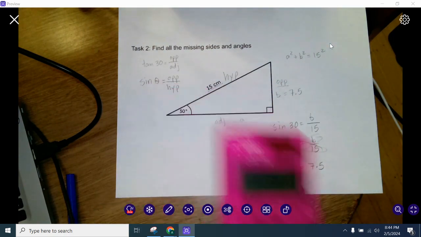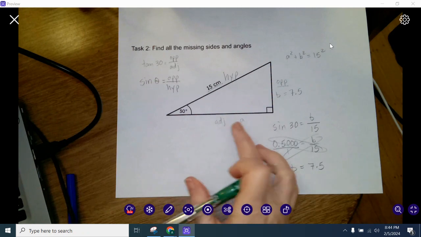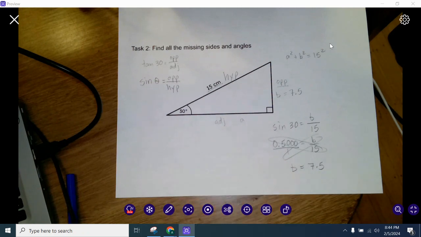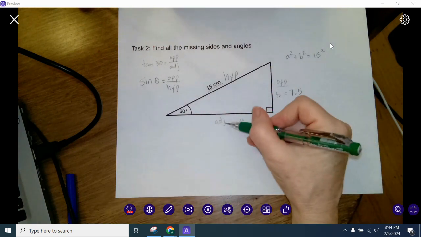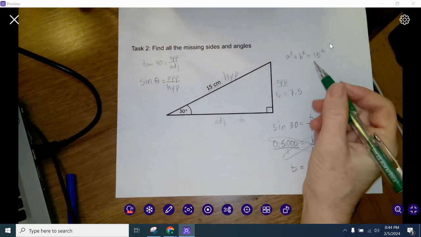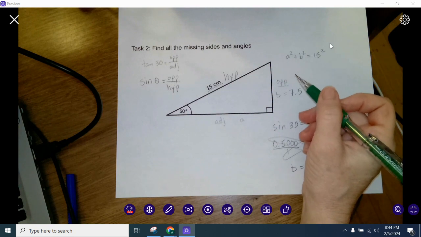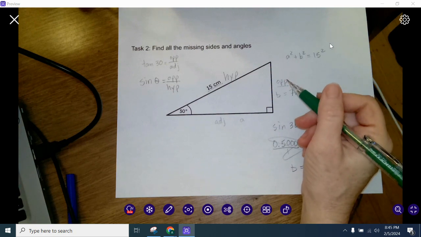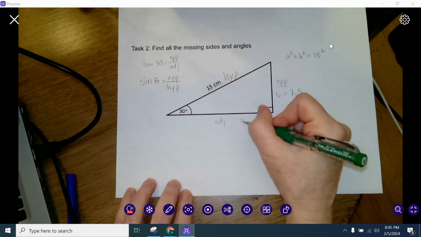Now from here, I can figure out the other side. I could use the cosine ratio, or I could use the tangent ratio, because now I know the opposite and I need to know the adjacent, or I could use the Pythagorean theorem. So it's totally up to you how you want to do it. So let's go ahead and do Pythagorean theorem.